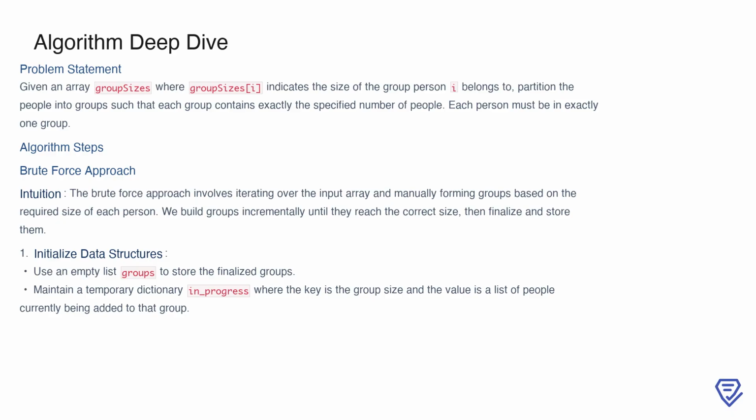As we process each person, we add them to a temporary collection until the group reaches its required size. Once the group is complete, we finalize and store it. To implement this, we initialize two key data structures: a list called groups to store finalized groups, and a dictionary called in_progress to keep track of groups that are still being formed. The dictionary helps us organize individuals based on their group size and ensures we can efficiently build and finalize groups as we process the input.